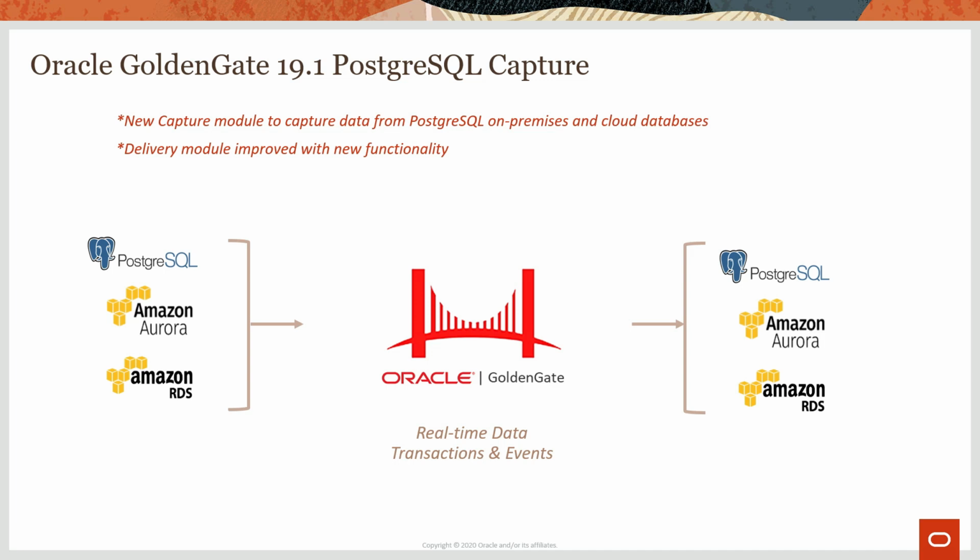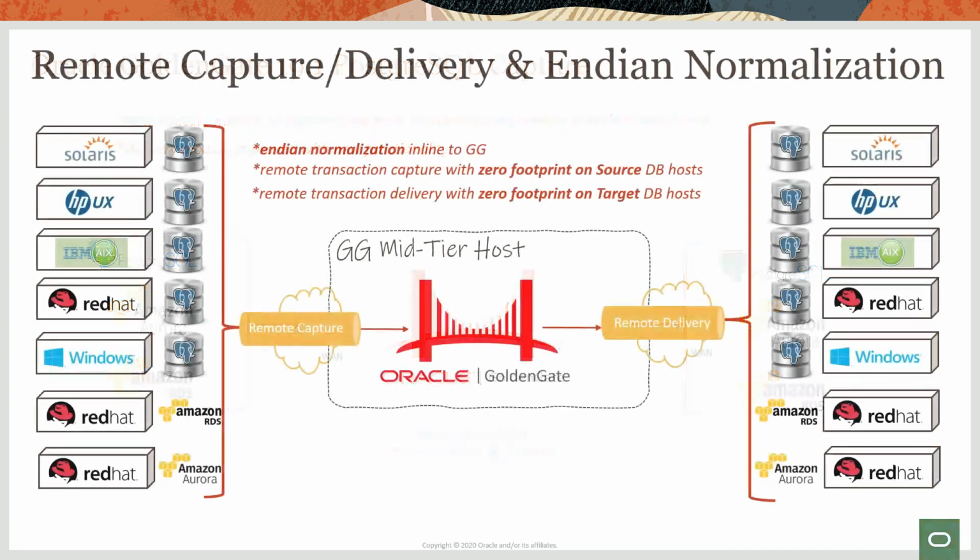So the newest version of GoldenGate 19.1, we've actually updated the Postgres capabilities. GoldenGate for a long time has been able to deliver data to Postgres using the GoldenGate replicate feature. But now we're also able to capture transactions from PostgreSQL, including cloud derivatives based on Amazon, such as Amazon Aurora, which is the fully managed version, and then Amazon RDS PostgreSQL and Amazon RDS Aurora as well. So all four of those actually are certified for capture.